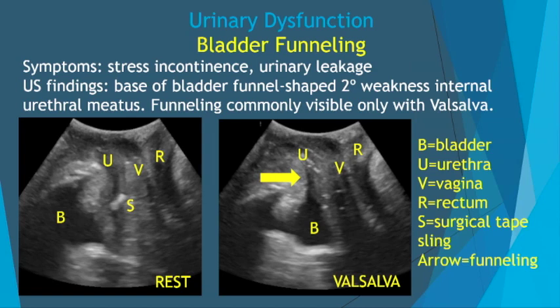Another finding that you may see if a woman has urinary symptoms is that of bladder funneling. Now, in this particular case, in the resting view, things look pretty good. Bladder looks fine. There's no particular cystocele here. Here's the urethra, vagina, rectum. This person already has a sling placed. However, with Valsalva, notice some of the urine backtracks or goes forward into the urethra. And so this V-shaped area of fluid, that is what is called funneling.